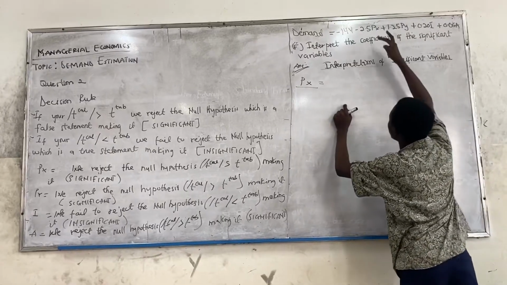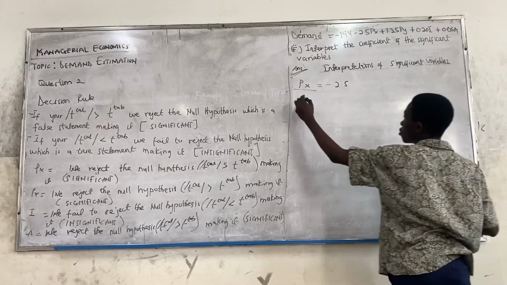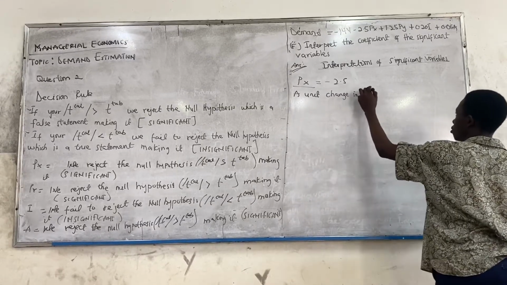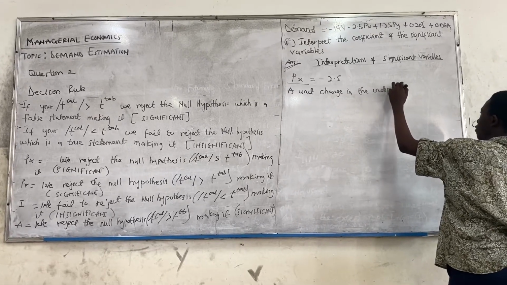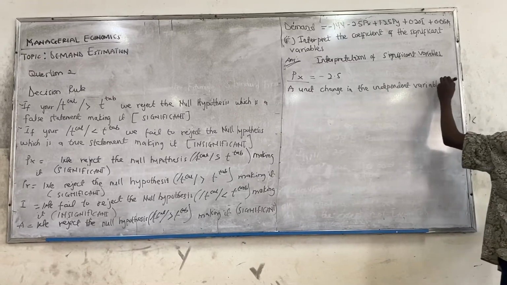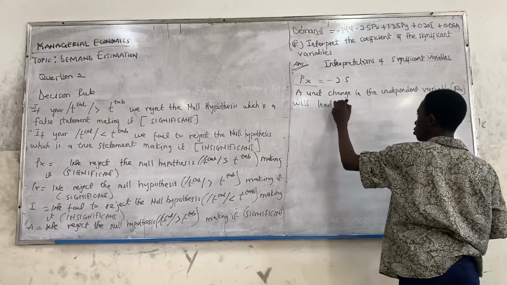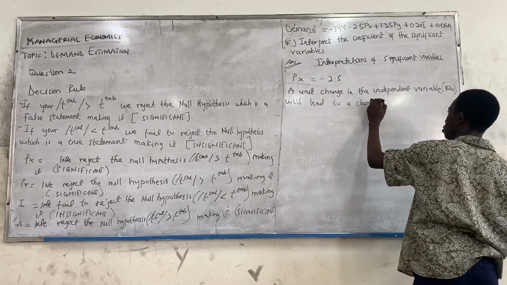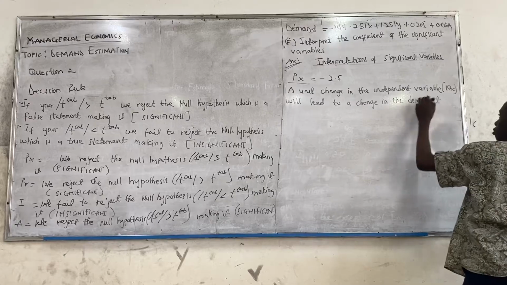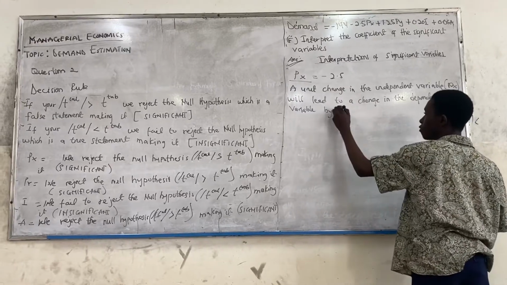The value of Px is what? Negative 2.5. So a unit change in the independent variable, which is the Px, will lead to a change in the dependent variable by 2.5 units.